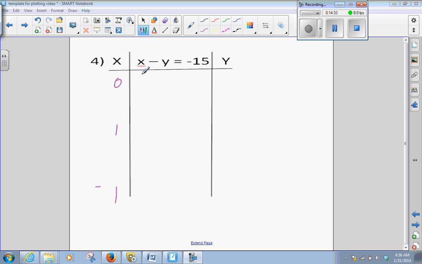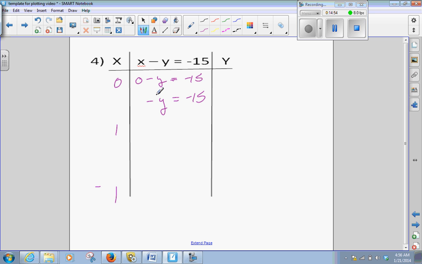So now, instead of x minus y, I'm going to put in a 0 minus y is equal to -15. Okay, well that 0 is pretty much going to be bye-bye. So now we've got a -y is equal to a -15. Well, if a -y is equal to a -15, then a positive y is going to be a positive 15.